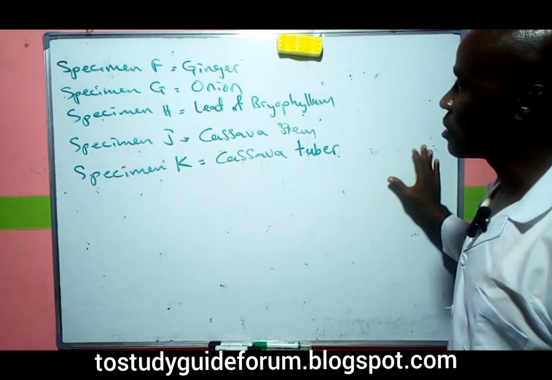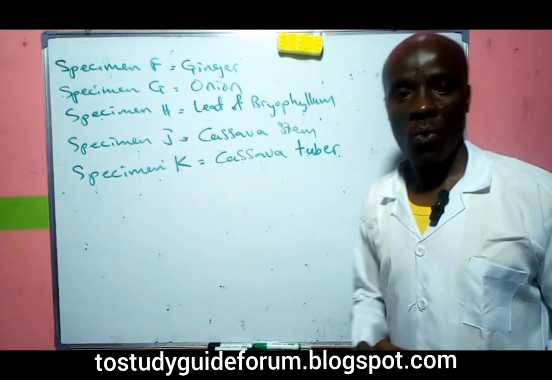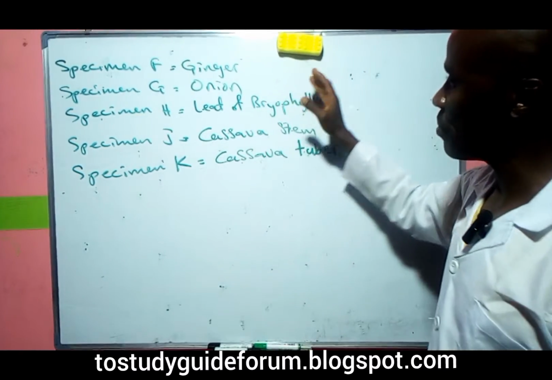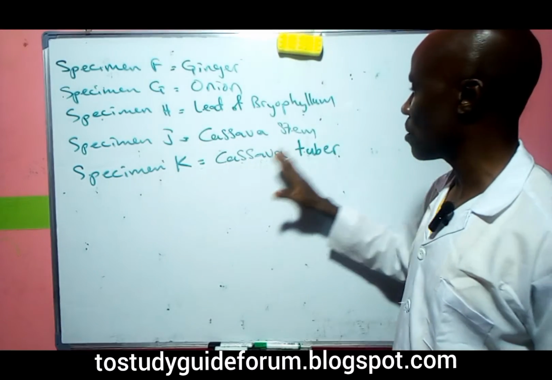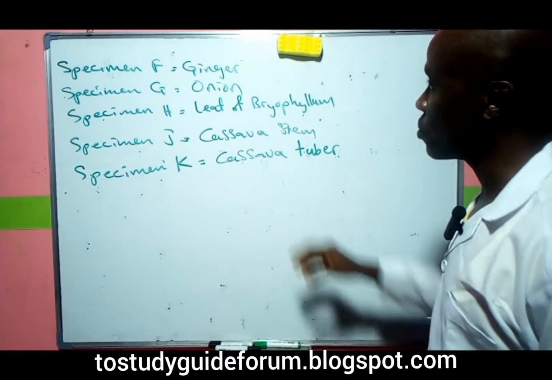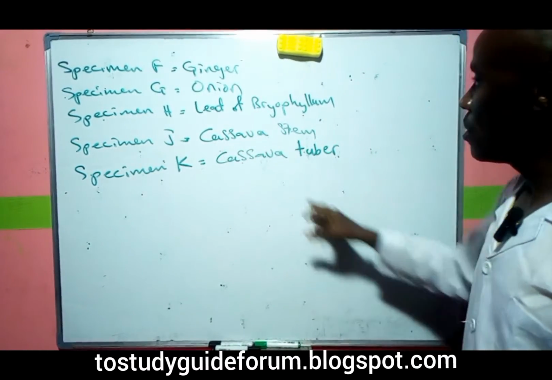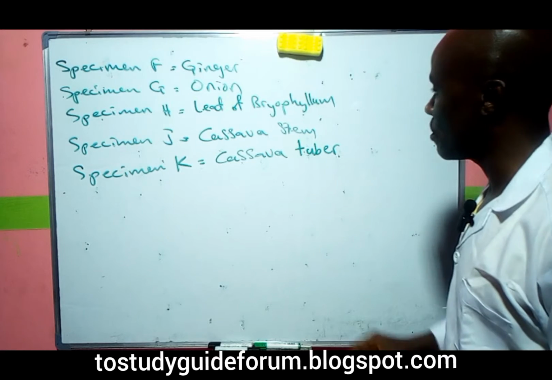Here we're going to group them together and then work on them. All the specimens, these are the specimens. We look at them, we find out that all of them have to do with plants. The first one is ginger, second onion, leaf of phellum, and then we have cassava stem and tuber.